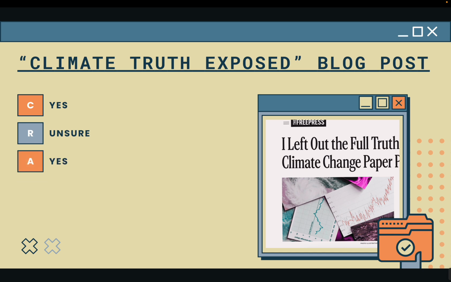Next is A, authority. Who wrote it? The author does have good credentials, as they are a scientist on the nature of the climate when you look them up. So they do have good authority. Accuracy. Is it factual? We're unsure about this. While they do have lots of citations in there and they do have a background of being an author, it does not have verifiable information that we can back up.